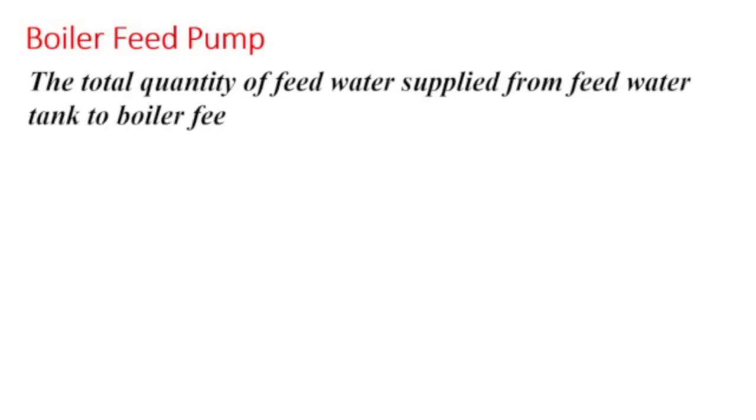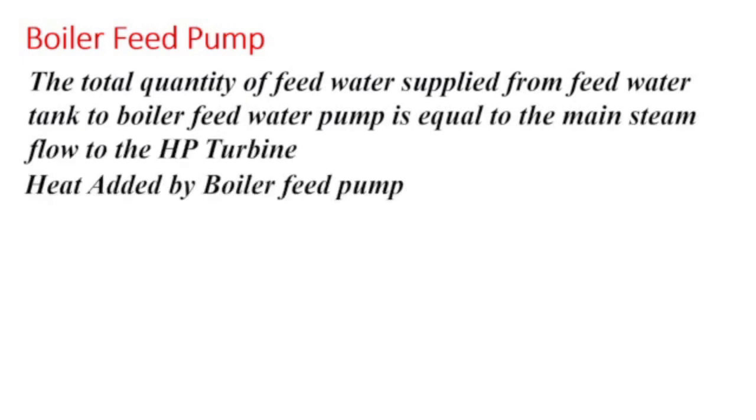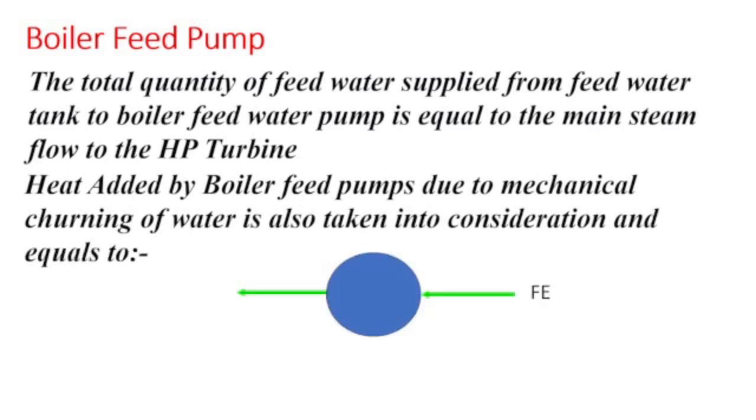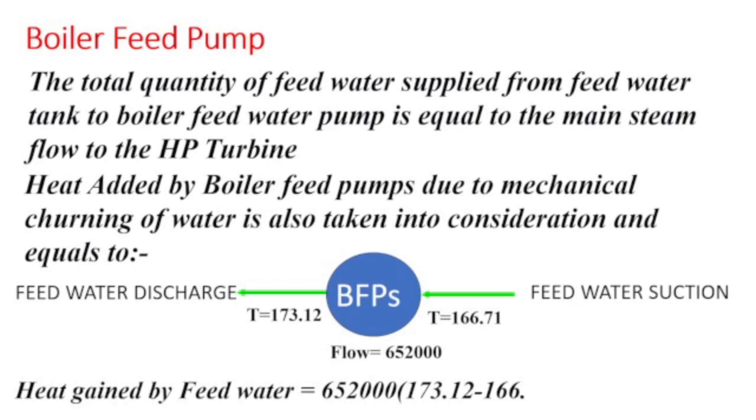Now the boiler feed pump. The total quantity of feed water supplied from feed water tank to boiler feed water pump must be equal to the main steam flow to the HP turbine. The heat added by the boiler feed pumps due to mechanical churning of water, because it's a high pressure pump, is also taken into consideration. You can see that the feed water suction has a temperature of 166.71 degrees centigrade, but the outlet temperature comes out to be 173.12 degrees centigrade.